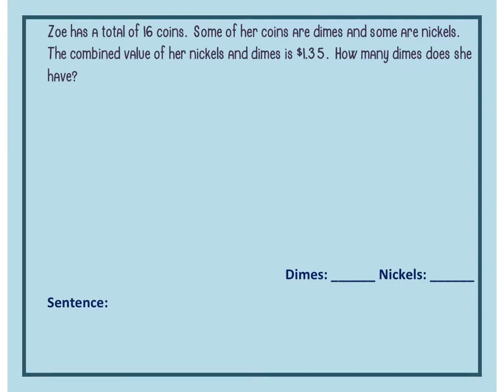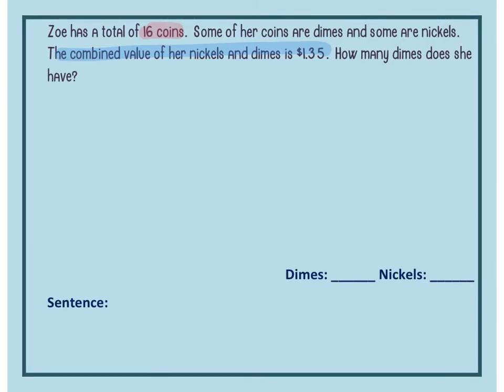So I like the money ones. We're going to see a lot of money ones. Zoe has a total of 16 coins. Okay, so as we're reading this, guys, I'm already thinking, what information do I need? Some of the coins are dimes and some are nickels. The combined value of her nickels and dimes is $1.35. How many dimes does she have? And that's just how many dimes does she have? We will have to solve for both, but then we're just coming back for dimes.